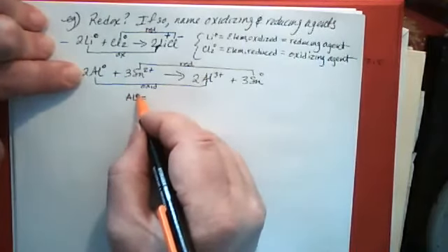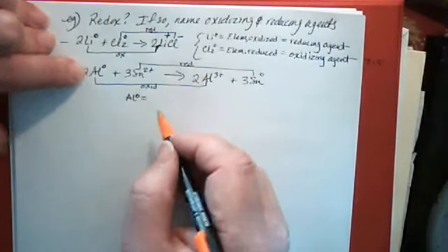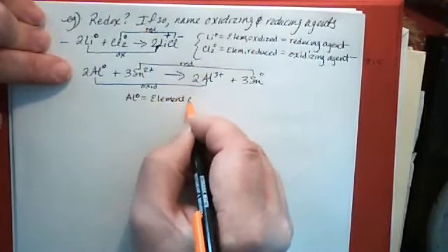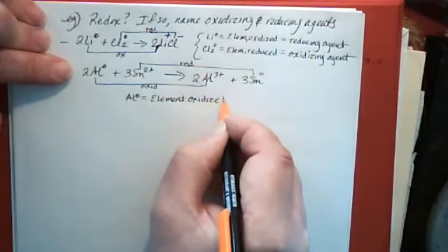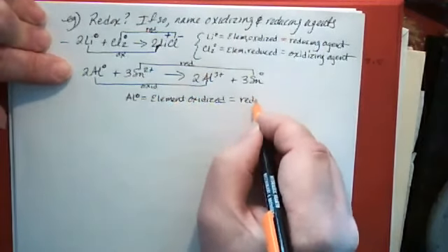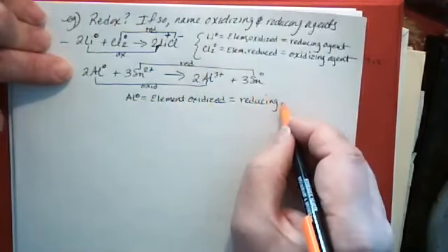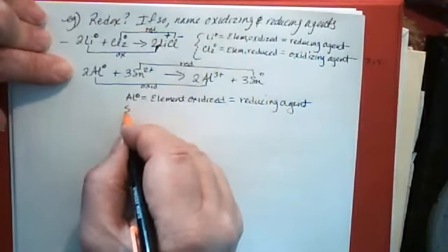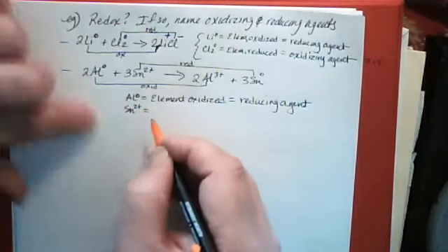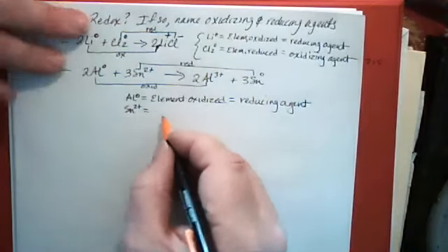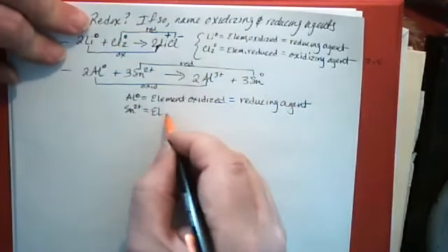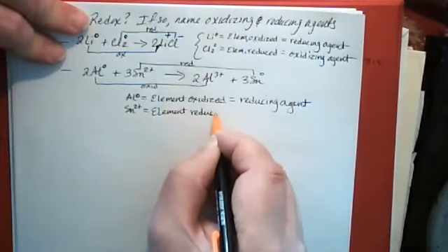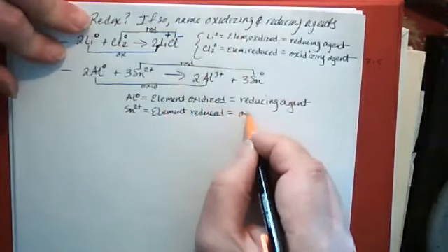Aluminum, the element, on the reactant side, is the element oxidized, and that makes it the reducing agent. And the tin ions on the reactant side will be the element reduced, and that makes it the oxidizing agent.